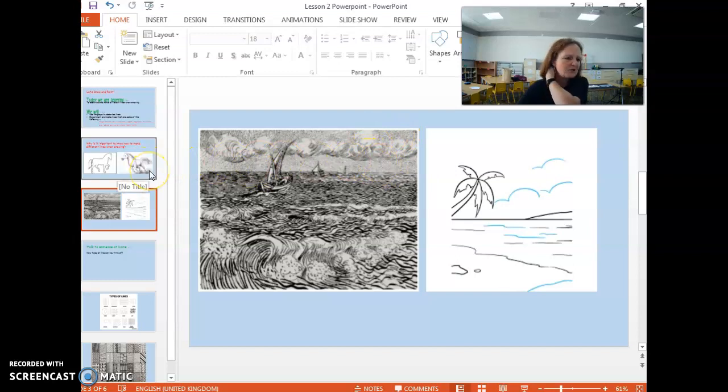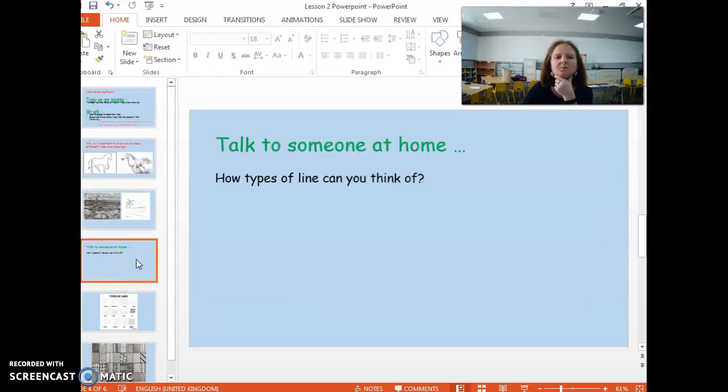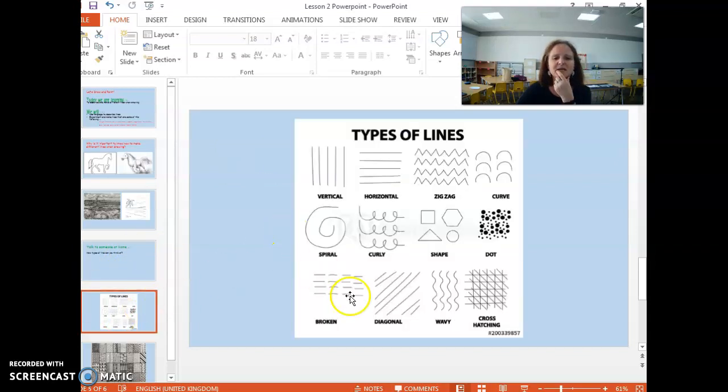What other lines can you see? And what other lines can you think of? And I wonder if you could talk to someone at home about it and write down those ideas. That would be great. You can stop the video as well if you want to take some time to do that. But then I'm going to show you some examples of line. And later on in the lesson, we're going to talk about these lines. And these are really good words to describe your line, and they will help you in your work later on. So these different types of line we're going to talk about later.